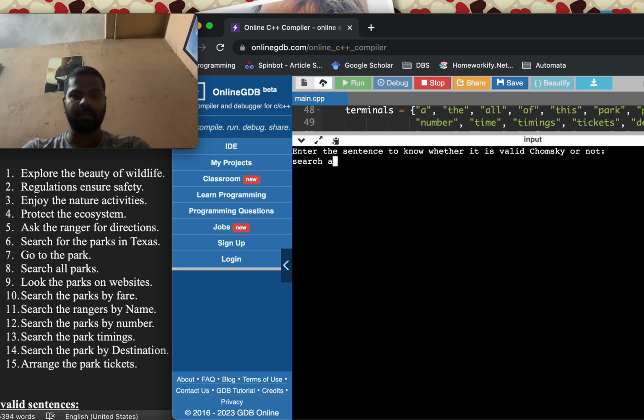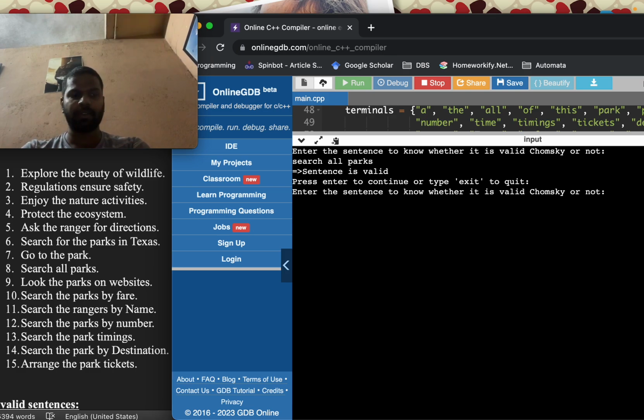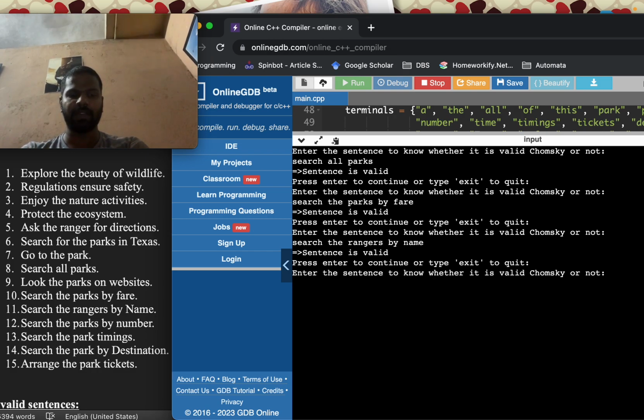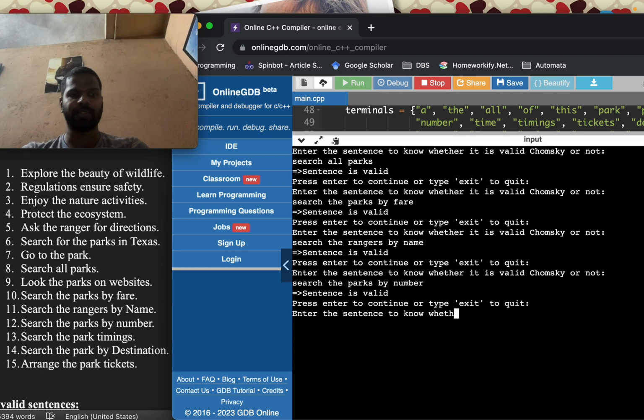Search all parks. The sentence is valid. Let's continue with sentence number 10: search the parks by fair. The sentence is valid. Search the rangers by name. The sentence is valid. Next sentence, search the parks by number. The sentence is valid.